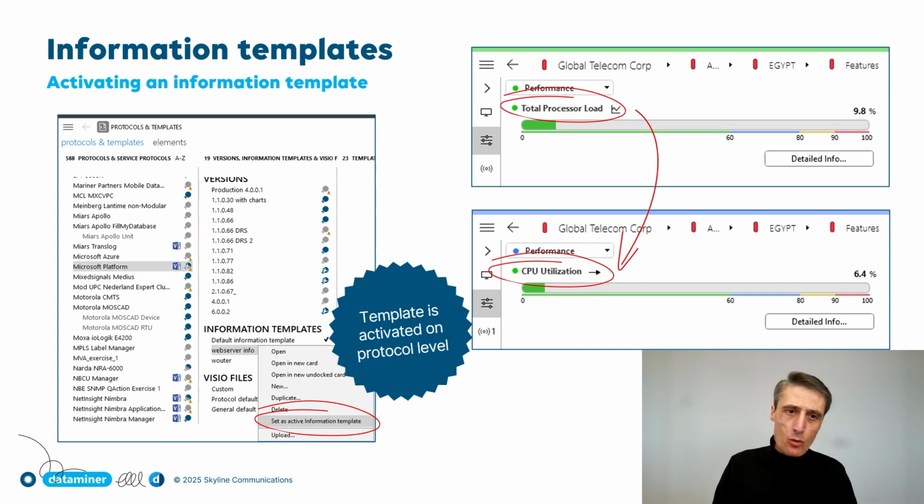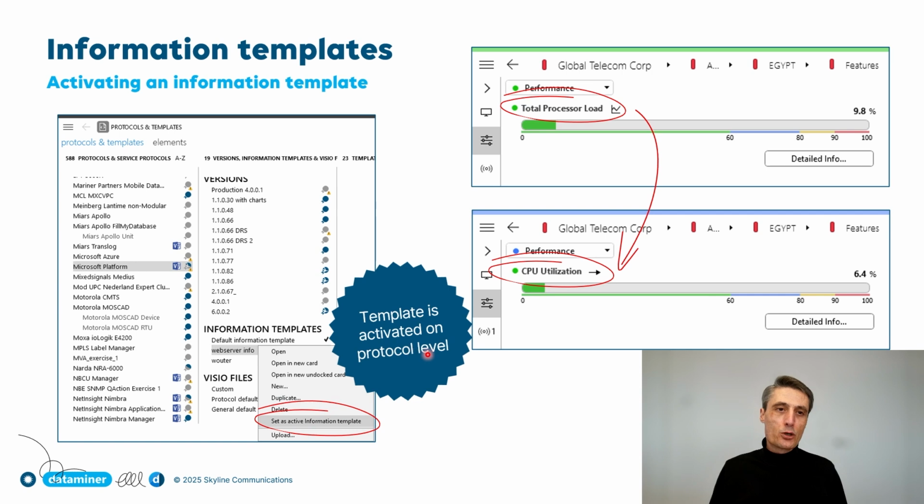Okay. So here we've done it. We've changed the total processor load to total CPU load. I said total CPU load, doesn't really matter. You can change the name in your information template and then set it as active.